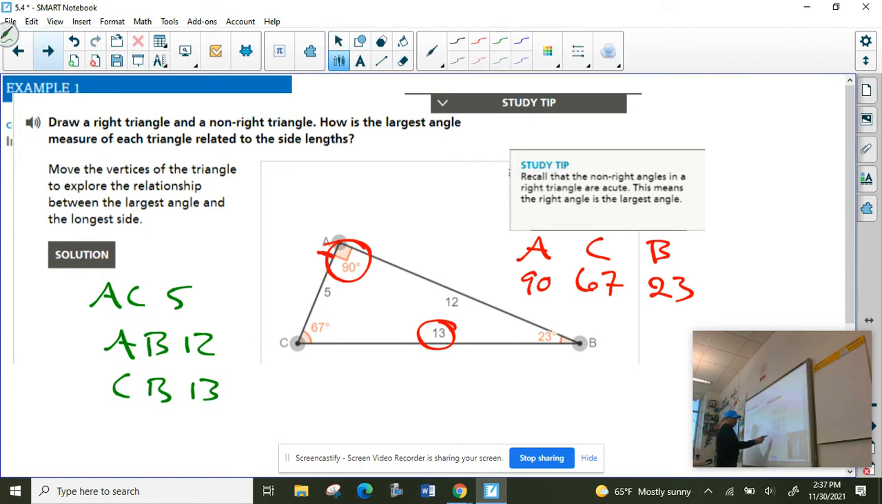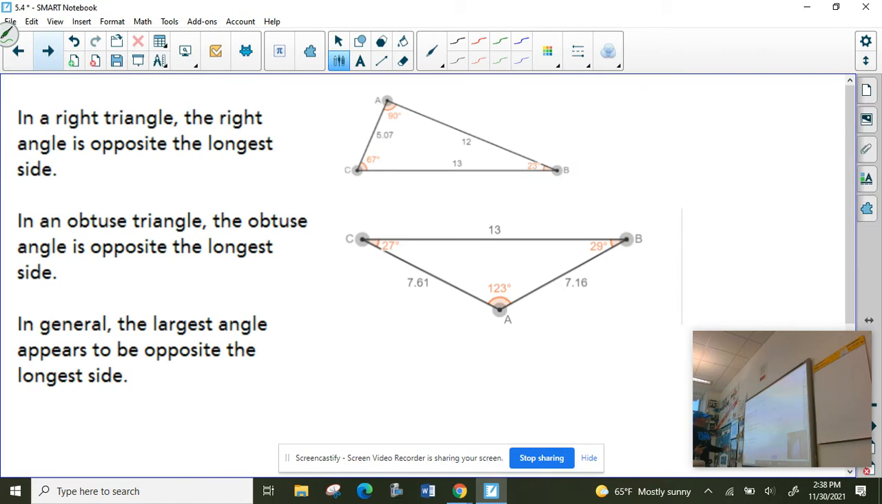All right, let's take a look at the smallest one. 23 is the smallest. And side AC has no B in there, so therefore it's across from it. So what can we learn from this? What you can actually say is that the largest side, the longest side, is across from the largest angle. The smallest side is across from the smallest angle. So that's something to keep in mind.